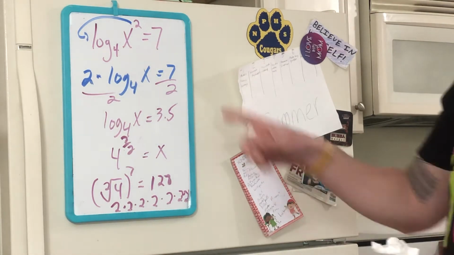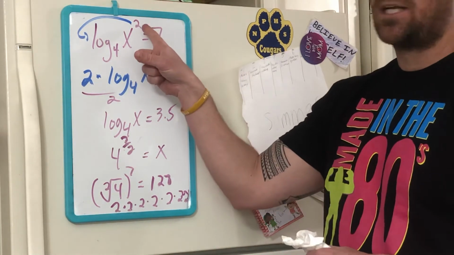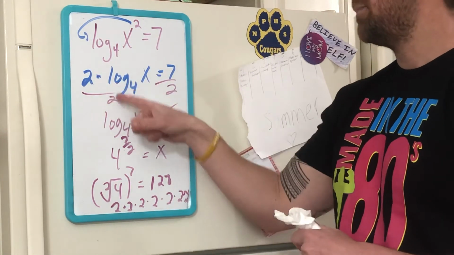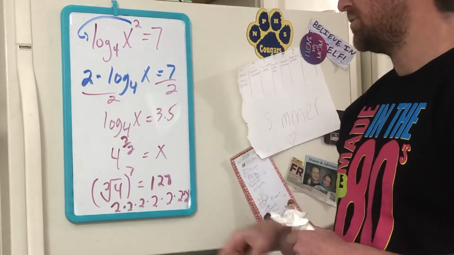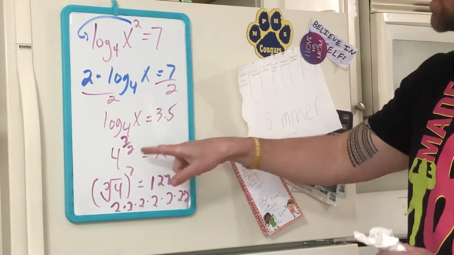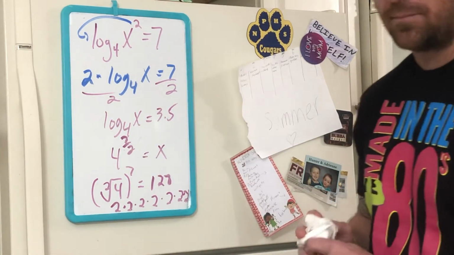Okay, and again, one more time to review how we did this. If it's an exponent, you place it in front, it becomes multiplication. The opposite of multiplication is divide. We divide both sides by 2. And then 4 to this power equals x, and then simplify from there.